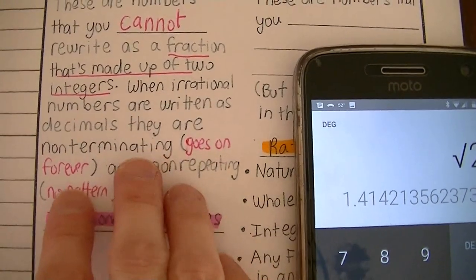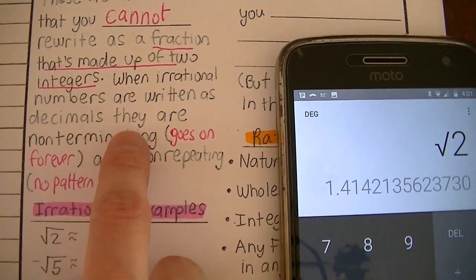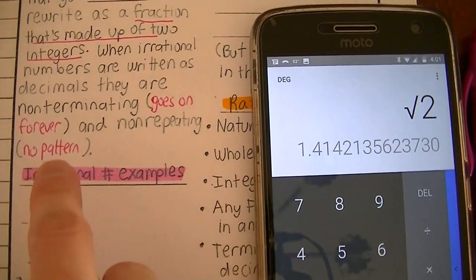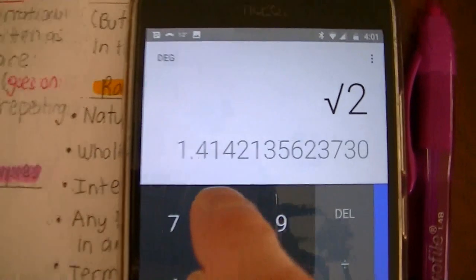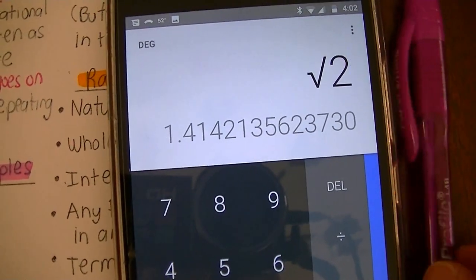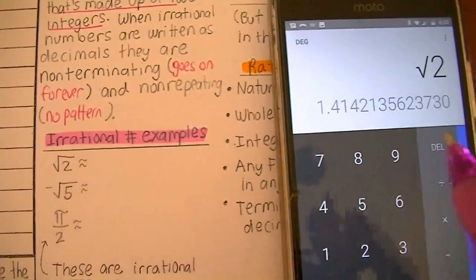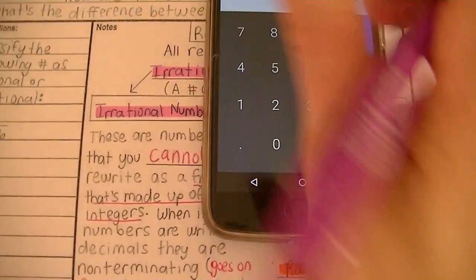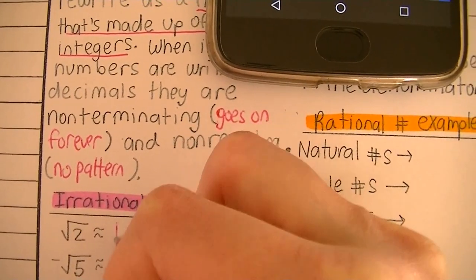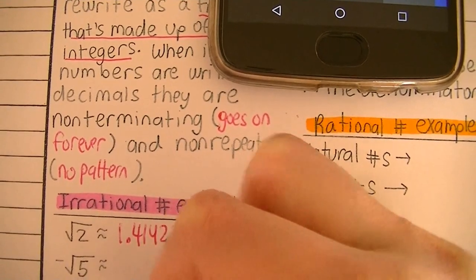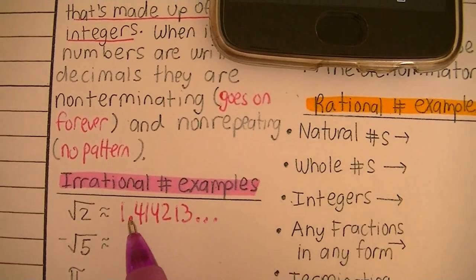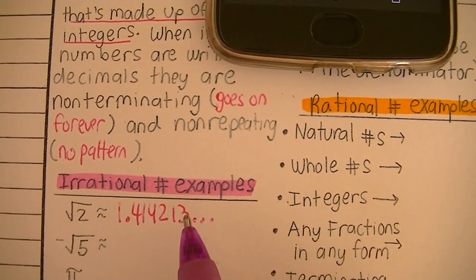So look at this number right here. And remember, irrational numbers, when they're written as decimals, are non-terminating, so they go on forever. And they're non-repeating, so there's no type of pattern in there. So the square root of 2, that is an irrational number. Just to remind you of what it would look like as a decimal, I have this approximation sign right there. So it's approximately 1.414213, so on and so forth. It goes on forever, okay? See how this decimal is non-repeating and non-terminating.